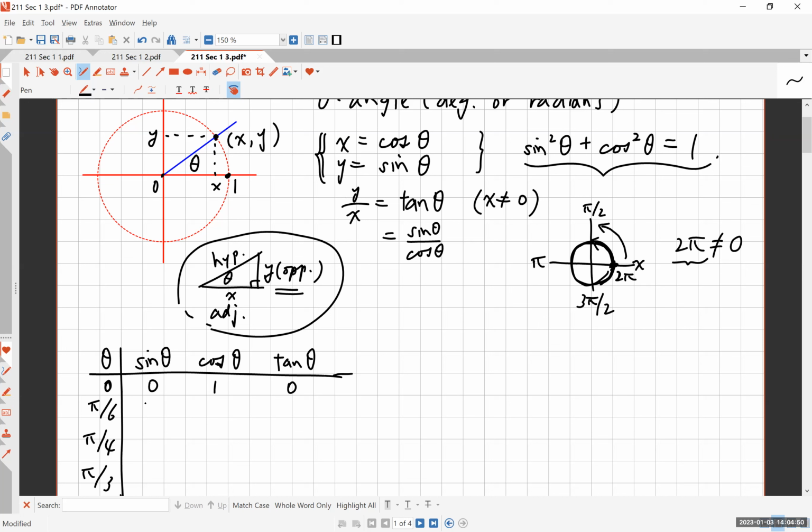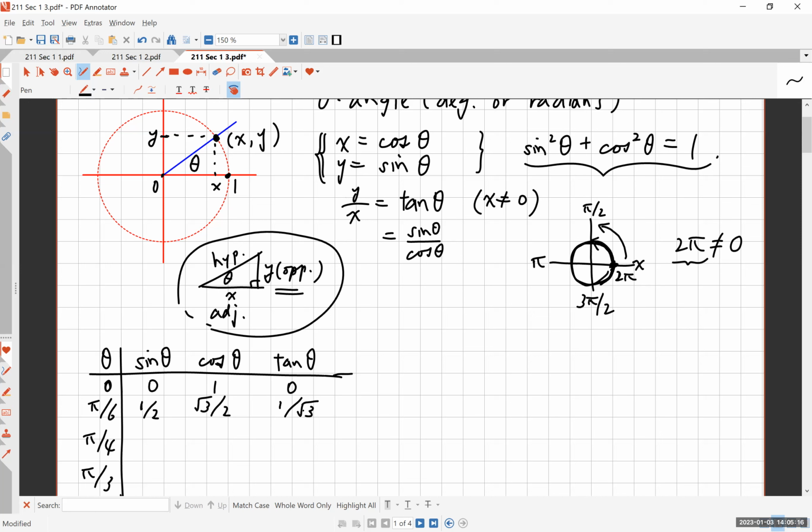How about pi over 6? This angle looks a little bigger than 30 degrees, but you should know that sine is 1/2. That's this y coordinate, and then the cosine turns out to be the square root of 3 over 2.